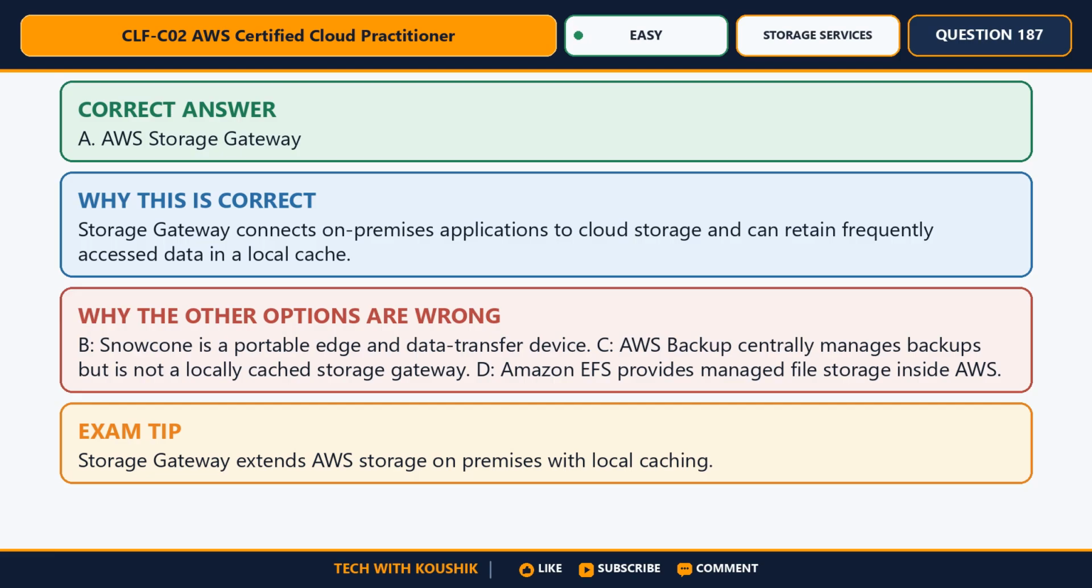Why are the other options not correct? B. Snowcone is a portable edge and data transfer device. C. AWS Backup centrally manages backups but is not a locally cached storage gateway. D. Amazon EFS provides managed file storage inside AWS. Exam tip. Storage Gateway extends AWS storage on premises with local caching.